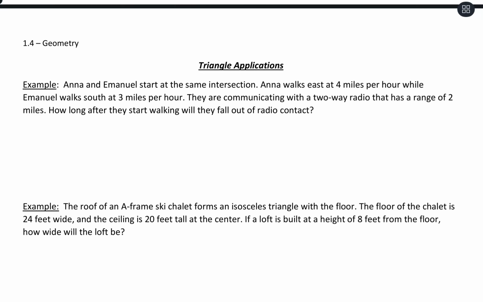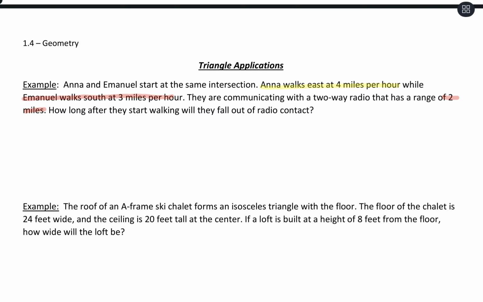Okay, so now that we have these properties of triangles involving perimeter, area, similar triangles, and Pythagorean theorem, let's put it all together into some word problems here. So this first scenario, Anna and Emmanuel start at the same intersection. Anna is going to walk east at 4 miles per hour, while Emmanuel is going to walk south at 3 miles per hour. They are communicating with a two-way radio that has a range of 2 miles, and with that, how long after they start walking will they fall out of radio contact?